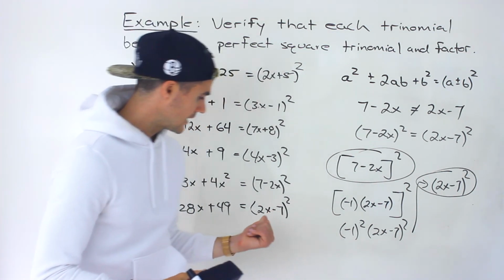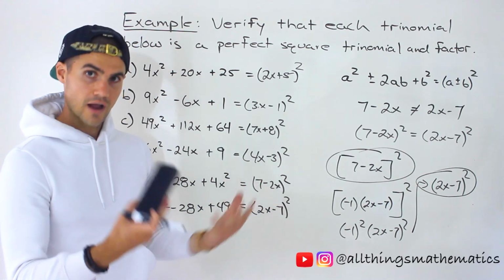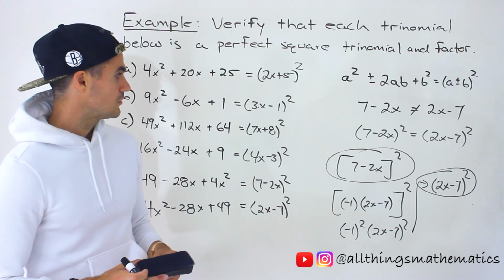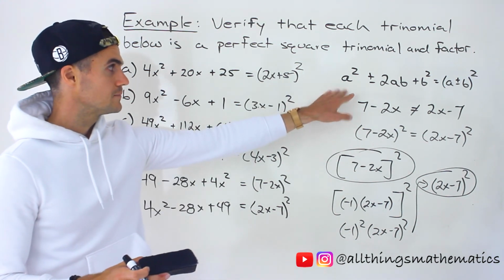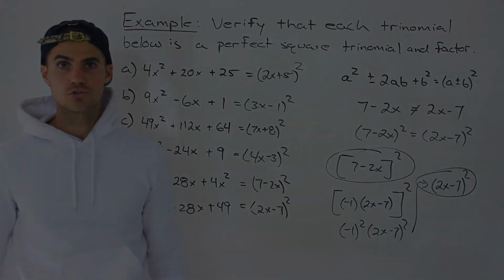Okay, so if the textbook shows an answer like that, they're actually the same thing. So you didn't get it wrong, you got it right. Okay, so just a couple more examples of where we use the formula to verify that it's a perfect square trinomial, and then use decomposition to factor it.